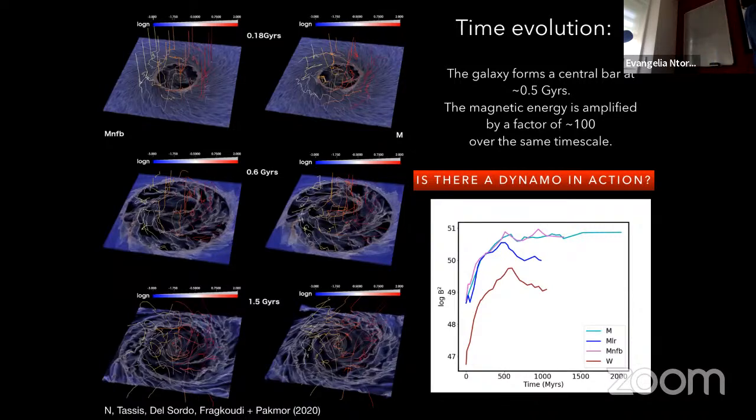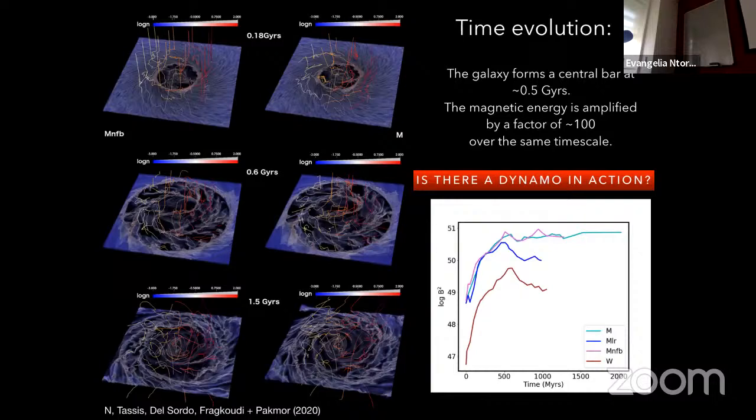What is nice here is that the galaxy forms a central bar at 0.5 gigayears. See what happens when you don't impose anything: the galaxy may decide to make a bar. The magnetic energy that I'm showing here is amplified by a factor of 100 over the same time scale.